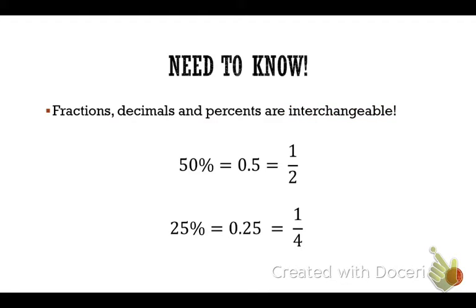So they're interchangeable. 50%, pay attention, 50% is the same thing as 0.5, which is the same thing as 1/2. 25% is the same thing as 0.25, which is the same thing as 1/4. I know that in elementary, you probably learned your fraction, decimal, percent conversions, so that part should be somewhat of a review for you.